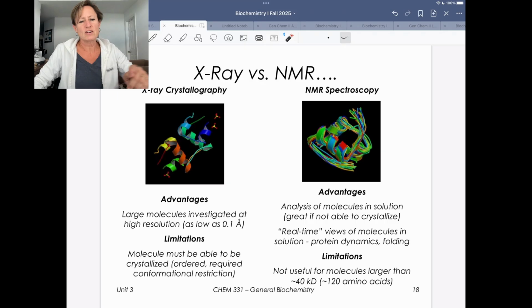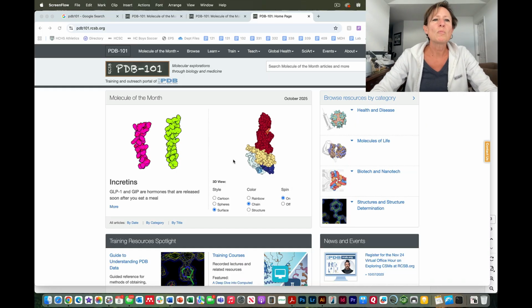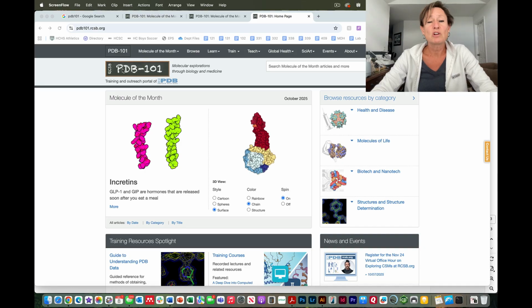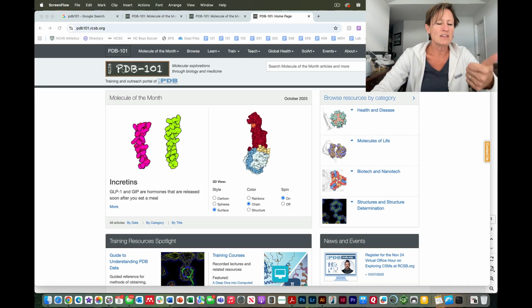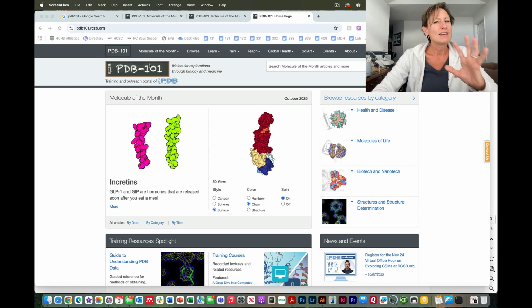I'm going to go over here now to what we can see with the Protein Data Bank. I'm going to talk about this in our next learning unit when we look specifically at structures of hemoglobin and myoglobin. But if you just type PDB 101, for example, into Google, you could get to the Protein Data Bank's training and outreach portal. This is a great resource if you think protein structure is pretty cool and you want to learn more about it. They always have a molecule of the month. So for October right now, this is pretty cool.